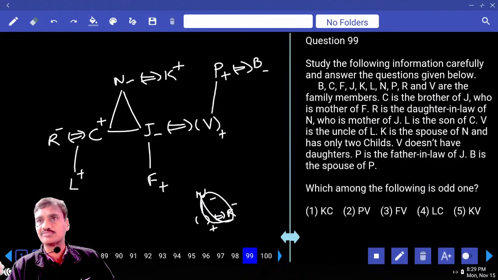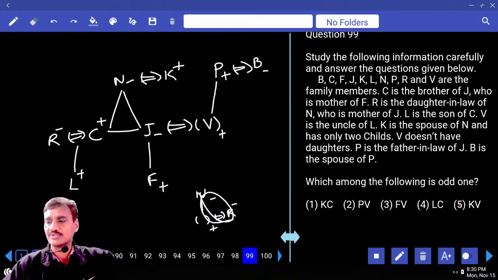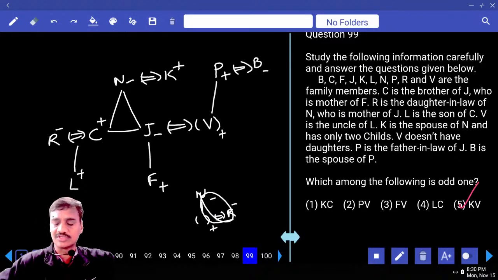Generally in 90% of the cases, male and female comes first to us, so we tried that first. But all the persons are males, there is no difference. Hence we need to check the relation now. K and C: K is the father of C. P and V: P is the father of V. F and V: F is the son of V. L and C: L is the son of C. K and V: K is the father-in-law of V. Except choice 5, in the remaining, these persons are a father and a son. But in choice 5 they are not. So that is the odd one, question number 99.